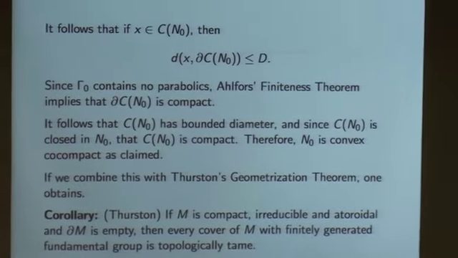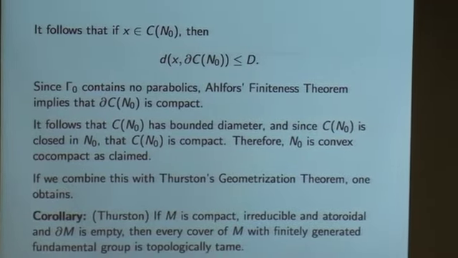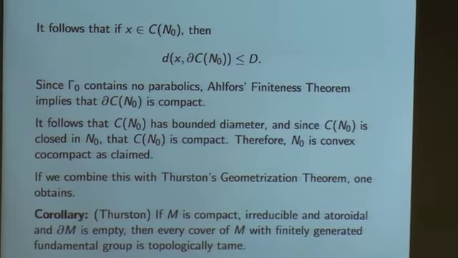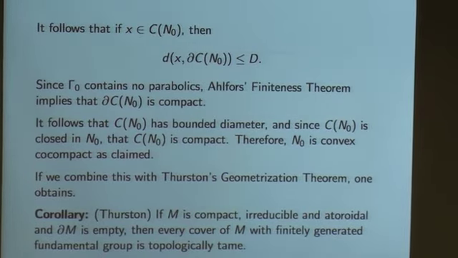Therefore, N naught is convex co-compact. That's the whole proof. So there's a huge hammer here, which is the Ahlfors finiteness theorem, but otherwise it's a very simple argument. And now if you hit it with another huge hammer, which is Thurston's geometrization theorem, you get a purely topological statement.